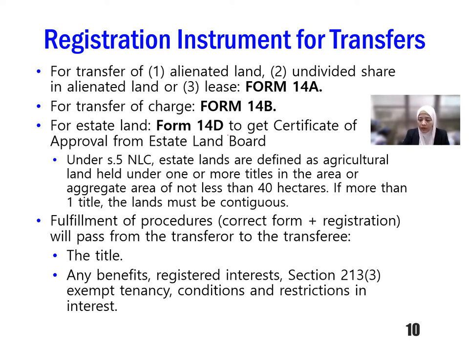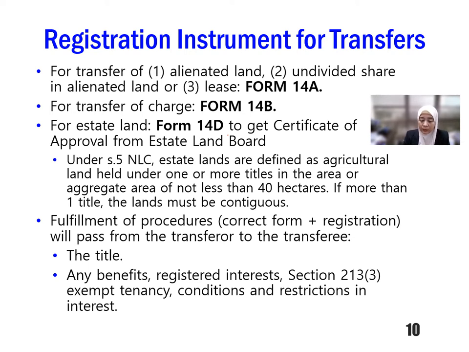It can be under one title or it can be more than one title, the total land area of which must be not less than 100 acres. So if more than one title, the lands must be contiguous. What does that mean?